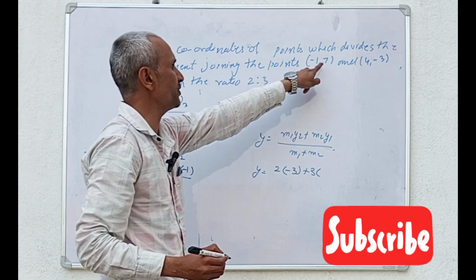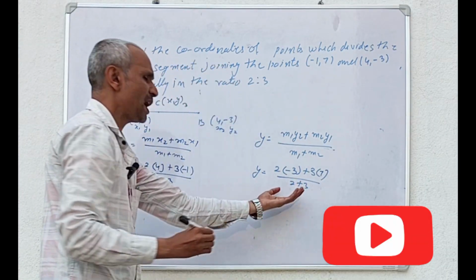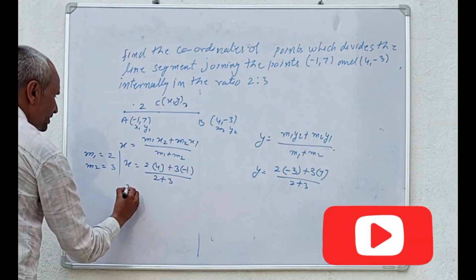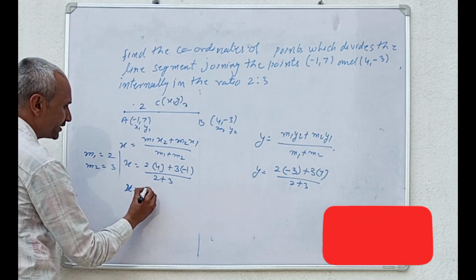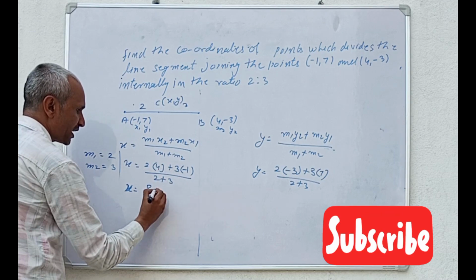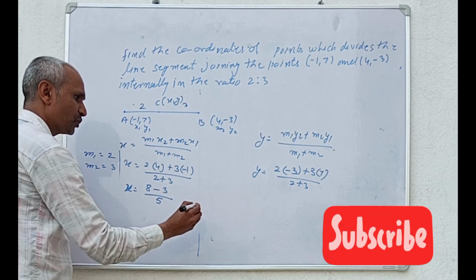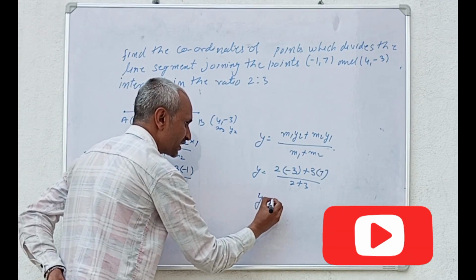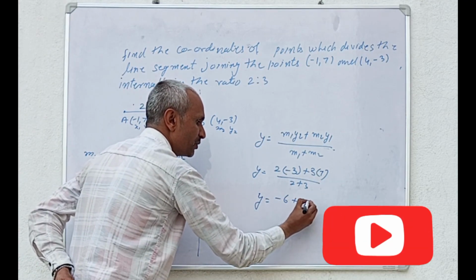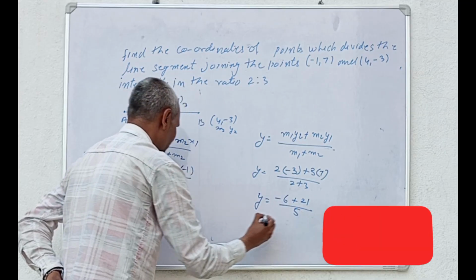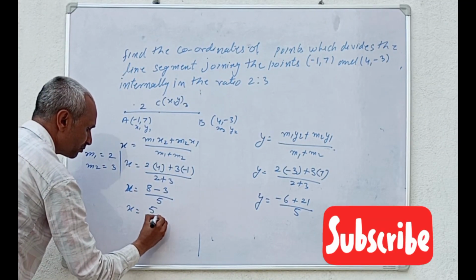In the question, it is given 7 divided by 2 plus 3, because of m1 plus m2. Solving this equation, x is equal to 4 twos are 8, plus 1 into minus 3, that is 3 by 2 plus 3, which is equal to 5. Solving this side separately: 2 threes are 6, minus 6, plus 7 threes are 21, by 5. This side, x is equal to 8 minus 5, is equal to 5 by 5.